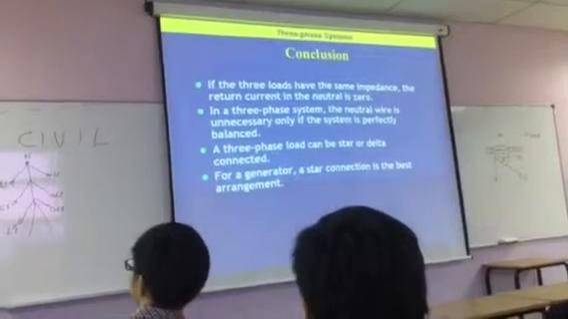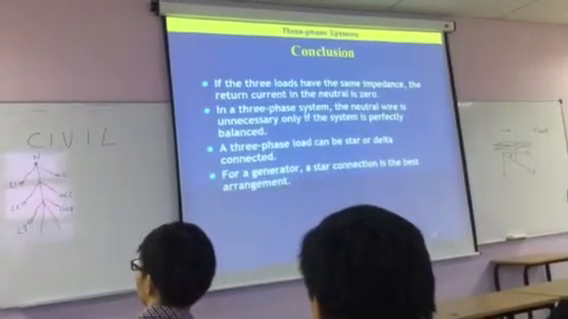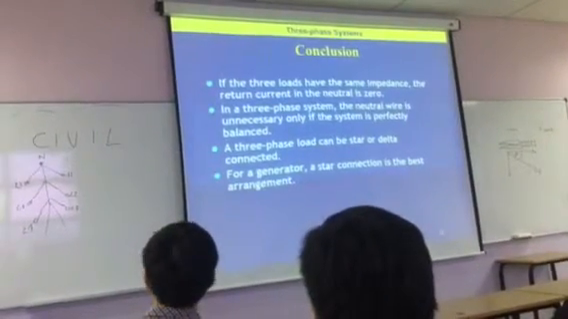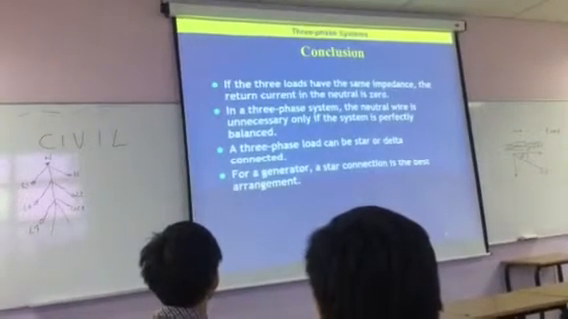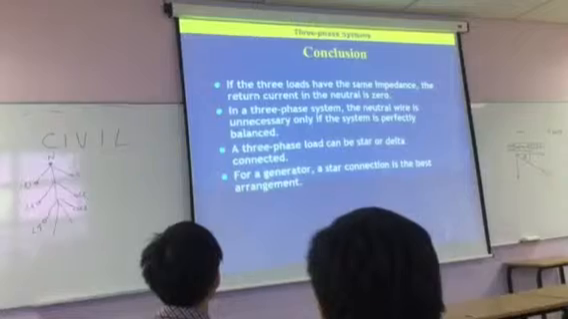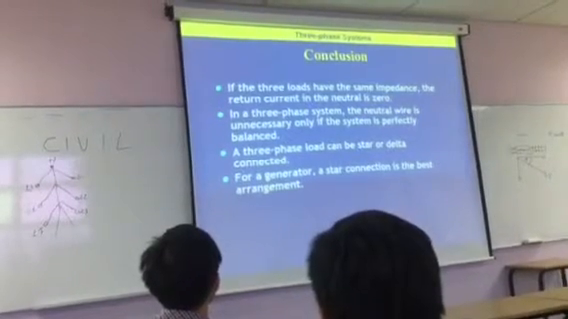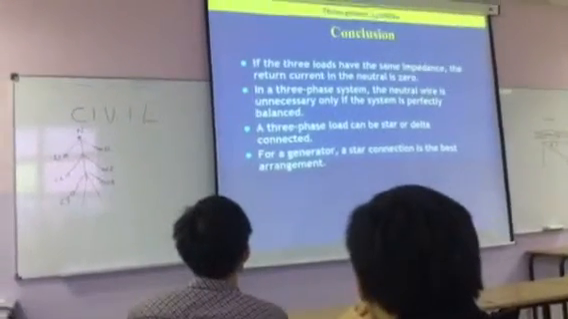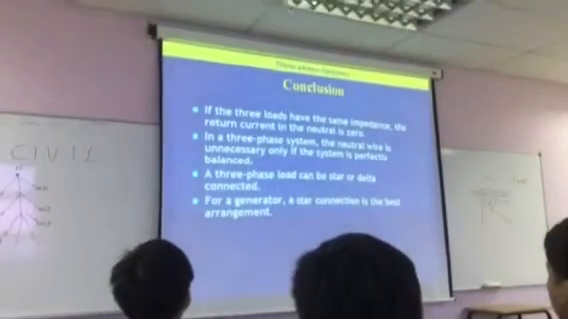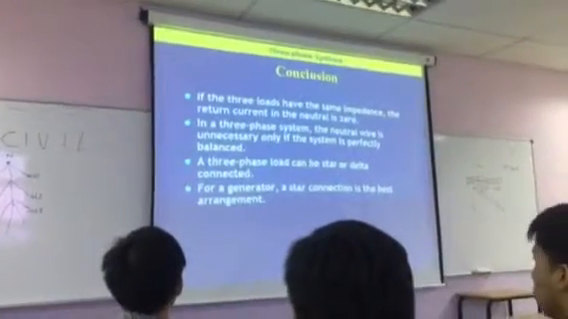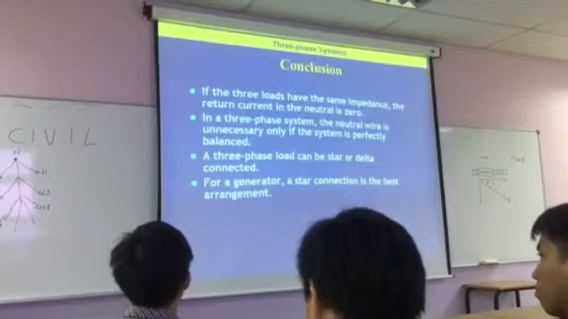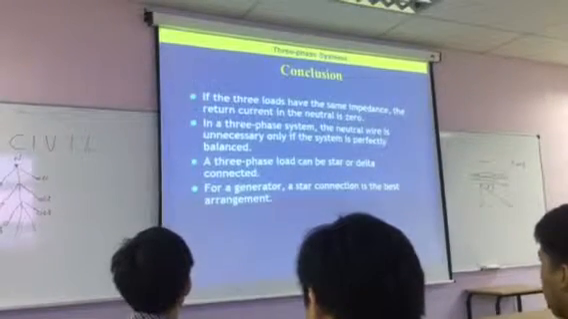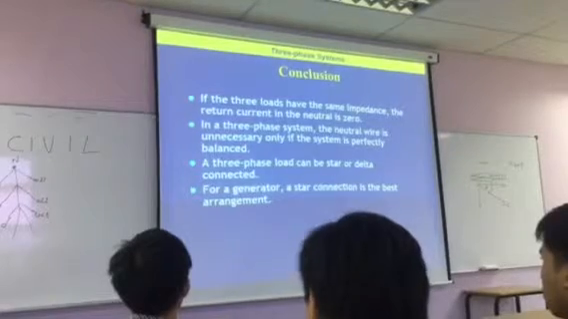So I just want, as I say, to conclude this part of the talk. If the 3 loads on our 3-phase system have the same impedance, the return current to the neutral is 0. Okay, so there's no current flowing at all. In a 3-phase system, the neutral wire is unnecessary only if the system is perfectly balanced. The ideal is to have it balanced. In practice, it's not the case. Okay? Remembering you're balancing the capacitance and the inductance.